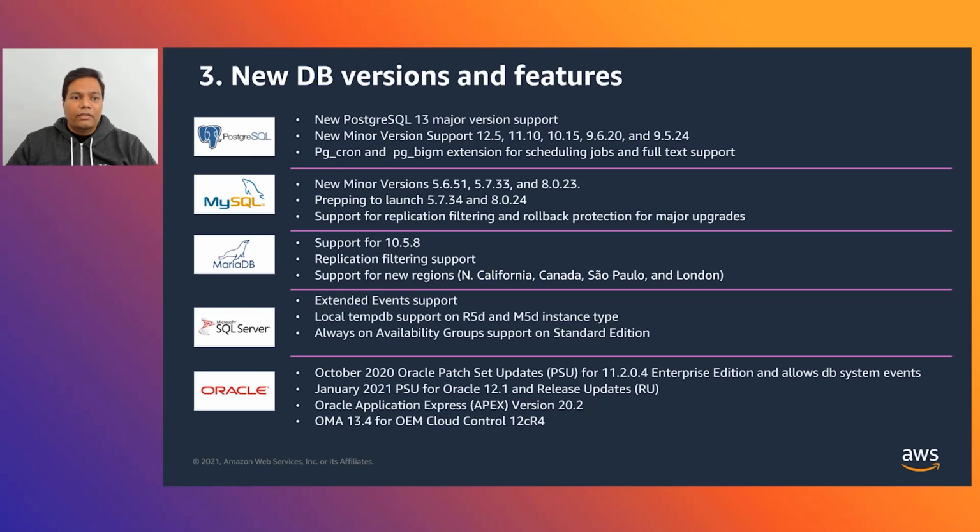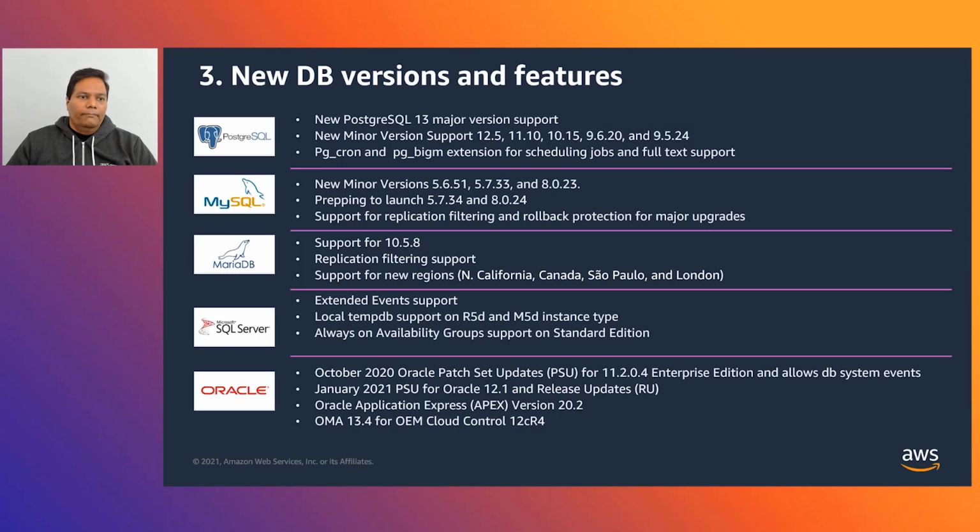In addition to this, we announced the support for major version rollback protection for MySQL on RDS, which means when you upgrade from RDS MySQL 5.7 to MySQL 8.0, in addition to pre-upgrade checks, we also automatically roll back to the running state of MySQL 5.7 if for some reason the upgrade fails. The rollback protection is automatically enabled for all of the customers.